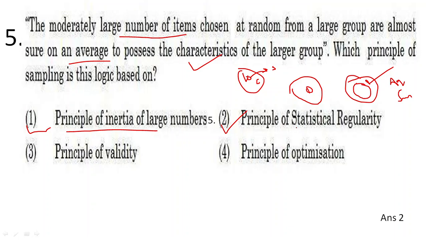And the principle of statistical regularity is simple: if you are choosing a sample from a large population, then this sample will possess the characteristics of the larger group. So this is the principle of statistical regularity in the question. And the principle of inertia of large numbers is, if you go for a larger sample you will reduce many sampling errors, and that sample will be more accurate.